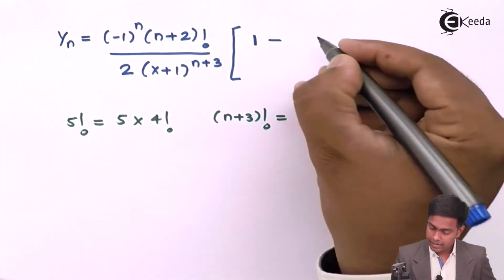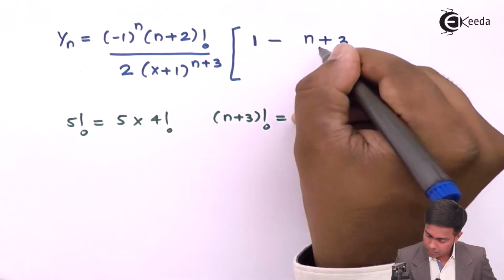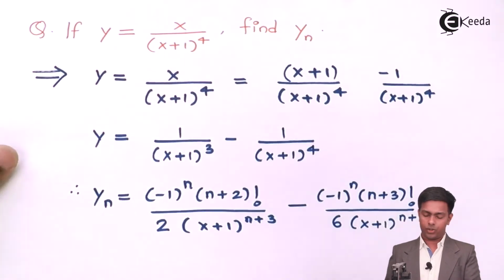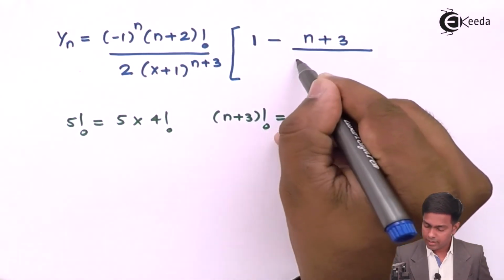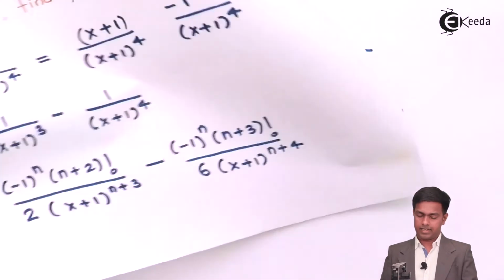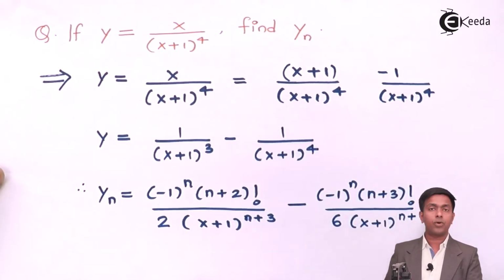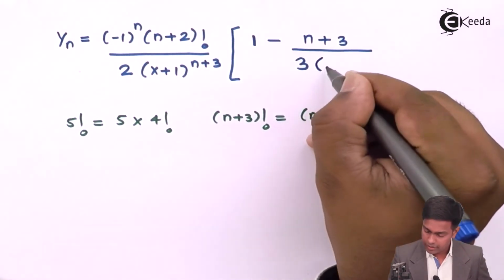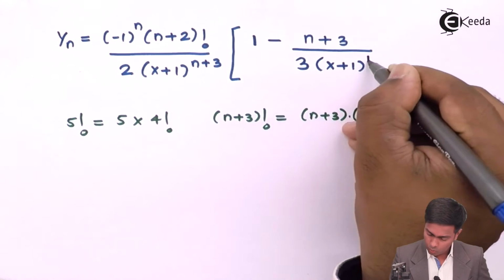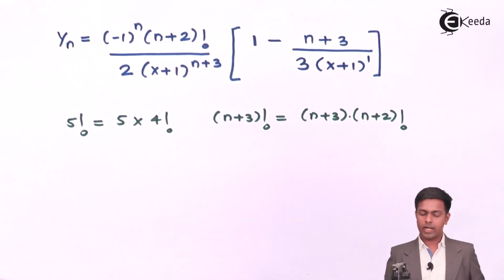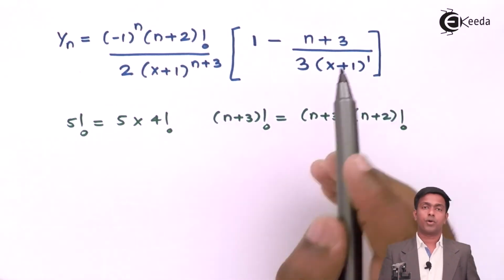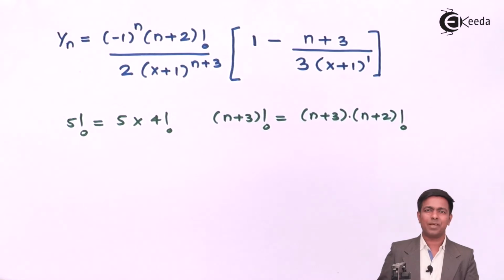So here I'll write n plus 3 upon. Now here we have 6. Out of that, 2 has gone outside. So here we'll get 3, because 2 3s are 6. Next, here we have x plus 1 raised to n plus 4. In that, x plus 1 raised to n plus 3 is outside. So here we will get x plus 1 raised to 1. So the multiplication of these two terms will become x plus 1 raised to n plus 4, because whenever the base is the same, we add the powers according to the laws of indices.